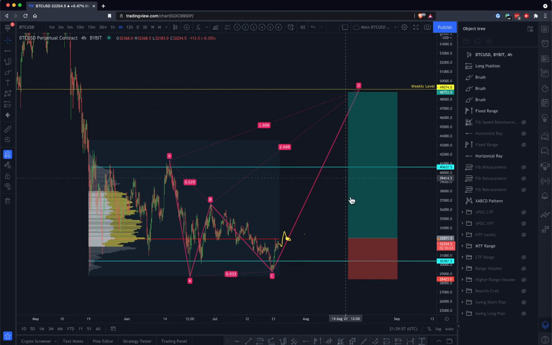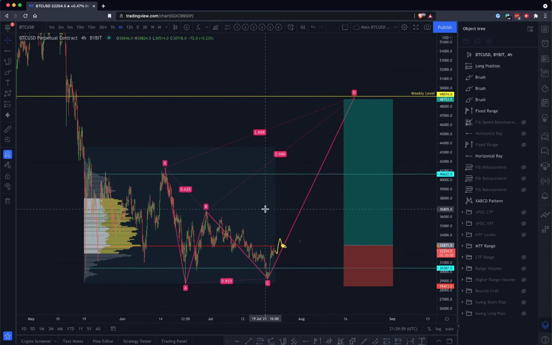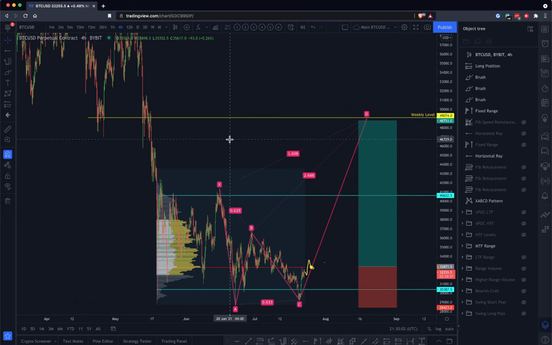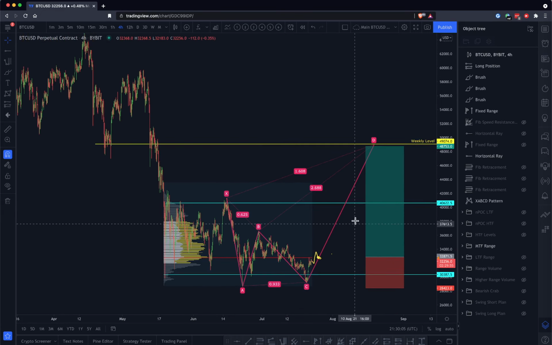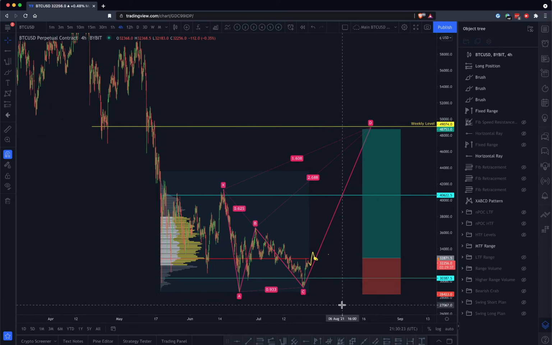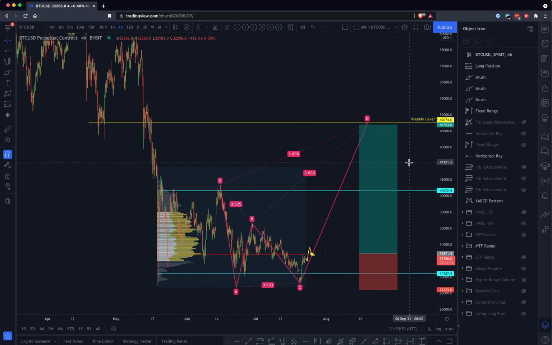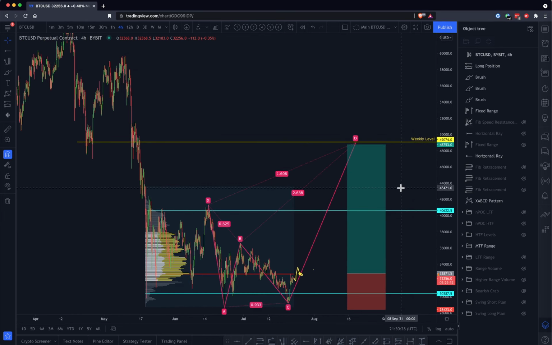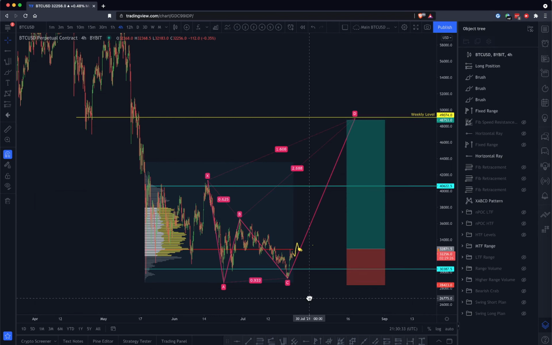So yeah, that was the setup that I wanted to discuss with you. Your homework can be finding other confluences here, and then how to get the best entry around this region, or even lower if you still believe in that. If it goes down and you still believe in the trade, you can find your entry and stop loss and everything. But this is a valid idea till now, but it can change at any moment. So you don't want to get very excited.